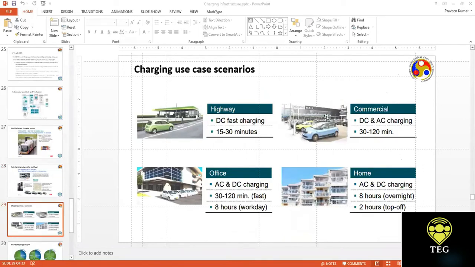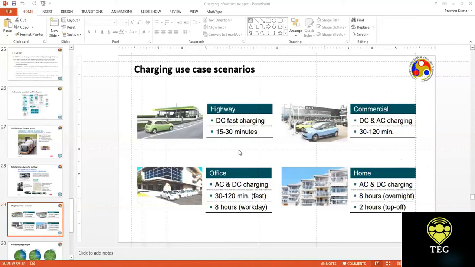They are thinking that in the near future we would have a charging system along the highways, in commercial setups like shopping malls or airports, or places like that, then in office spaces and homes. The ones on the highways should be able to charge the vehicle in 15 to 30 minutes.